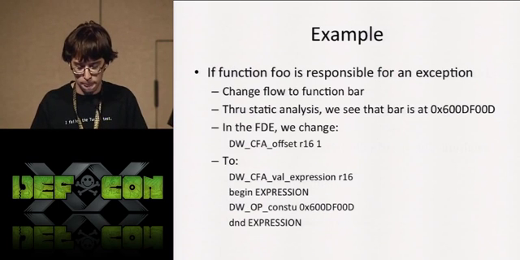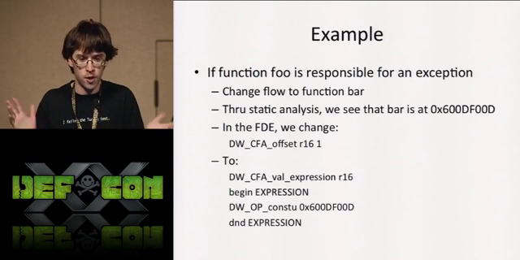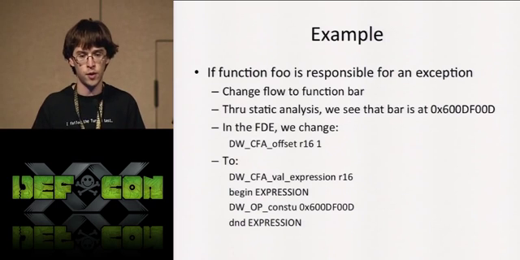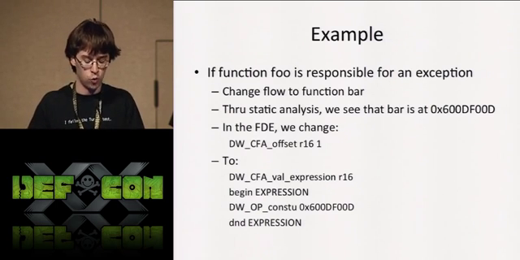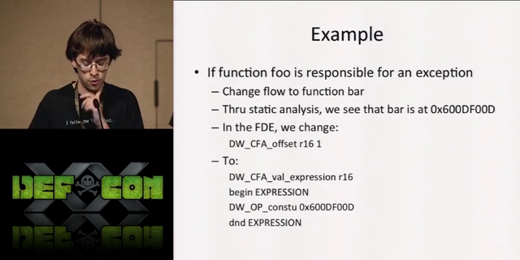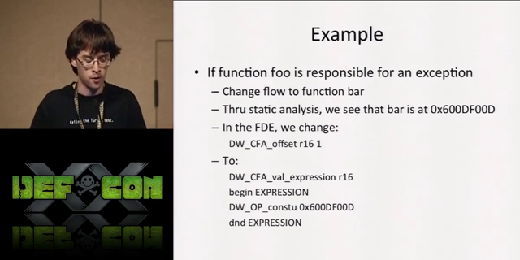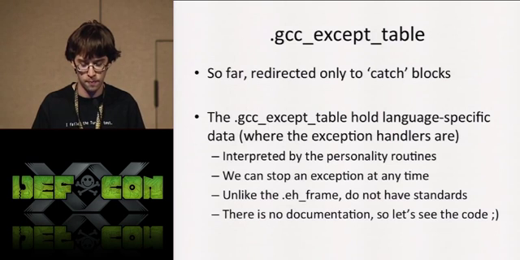It's Turing complete. So if we've got some function that's responsible for handling an exception, and we decide, hey, wait a minute, we want this other function to handle the exception instead, we can just set up the DWARF instruction in an FDE to, instead of reading R16, which is the program counter register, from the stack, set it to some hard-coded value, and then the unwinding will proceed to the function we wanted it to.